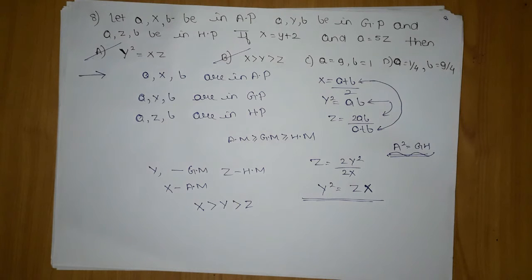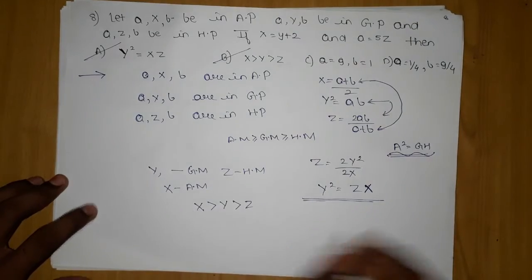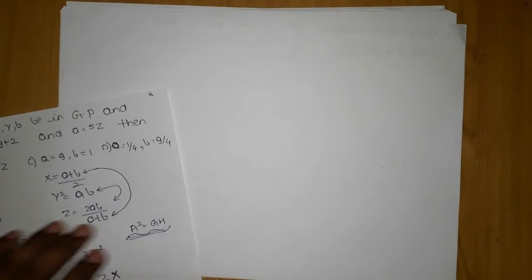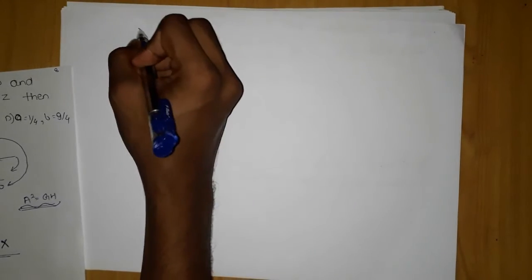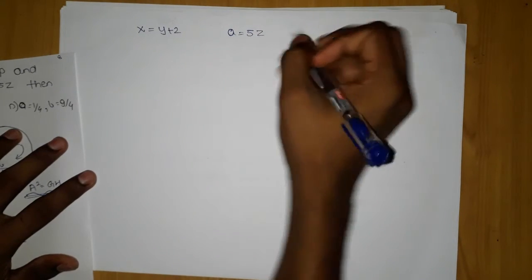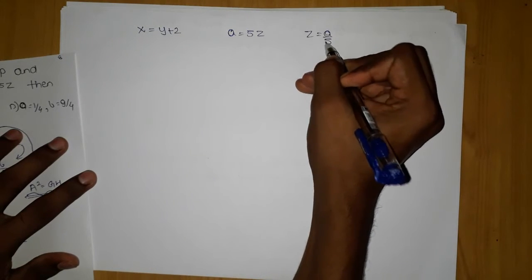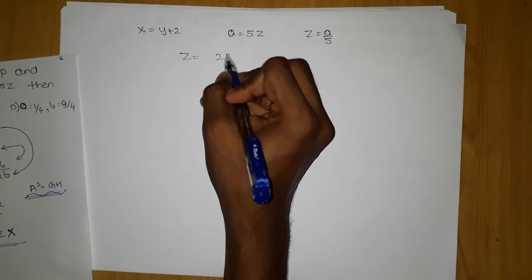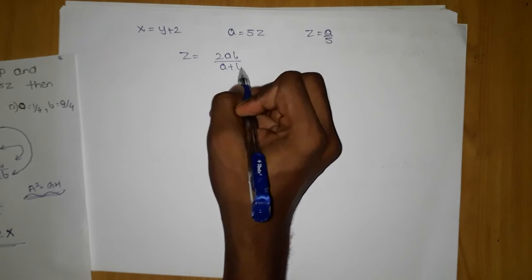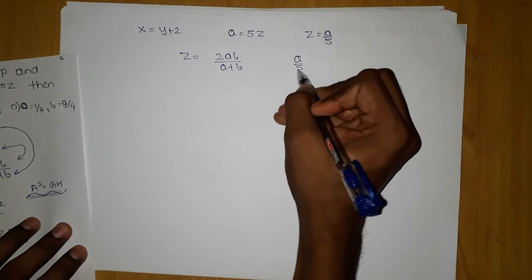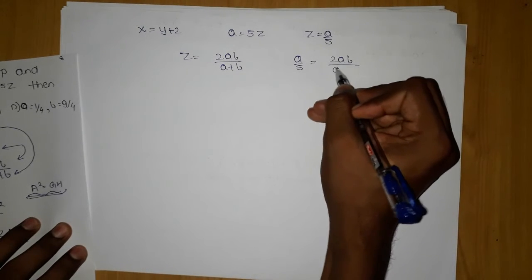Now we need to get the a and b value. How can we proceed here? If you observe, let me get the next page. If you observe, x is y plus 2, and a is given as 5z, right? So can I write z equals a by 5? One thing we can do: since it is an HP, z is 2ab upon a plus b, so instead of z we can replace it by a by 5 equals 2ab upon a plus b.